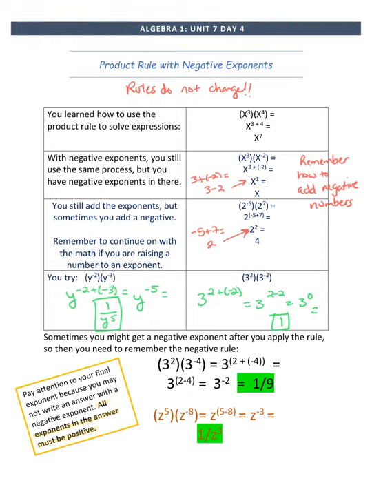Alrighty. Sometimes you do get a negative exponent, as we had up here. So you've got to apply it. Towards the end of this unit, like around now, you're going to have problems with multiple rules that get applied. You just do them step by step. All right, let's go to the next page.